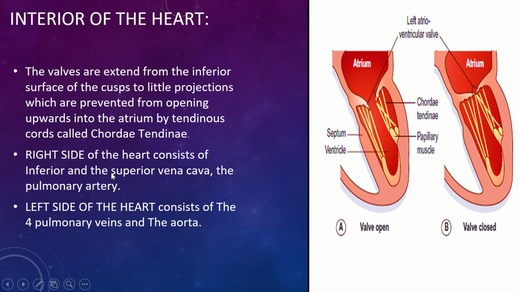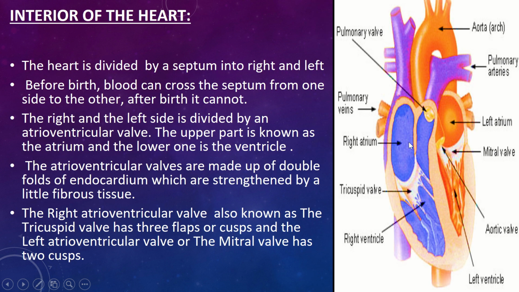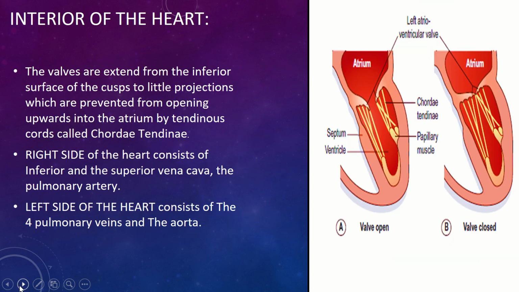The right side of the heart consists of the inferior and superior vena cava and the pulmonary artery. The left side of the heart consists of the four pulmonary veins and the aorta. Here you can see the right side with the superior and inferior vena cava and the pulmonary artery. From the ventricle it goes this way, the pulmonary artery. In the left side there are the four pulmonary veins and the aorta.